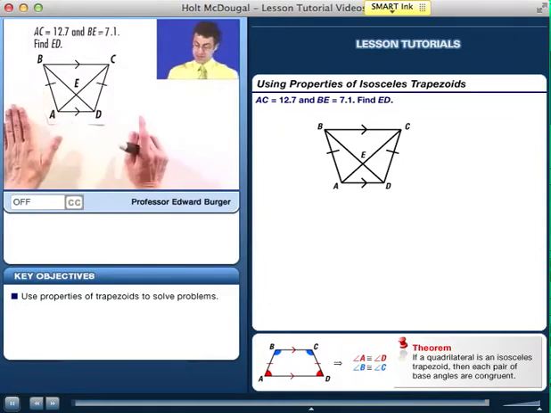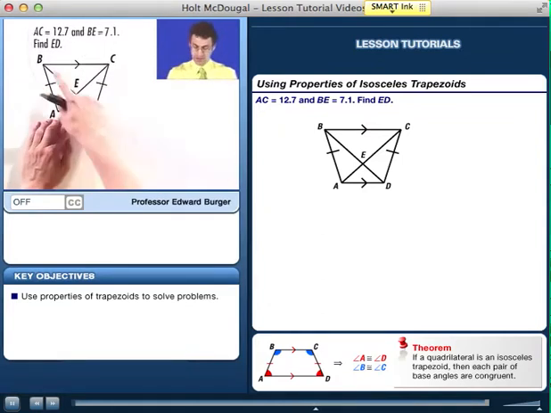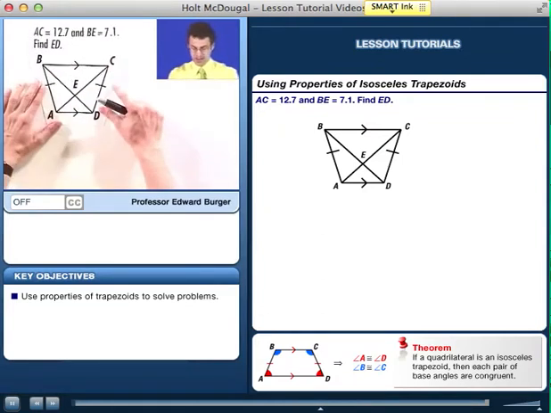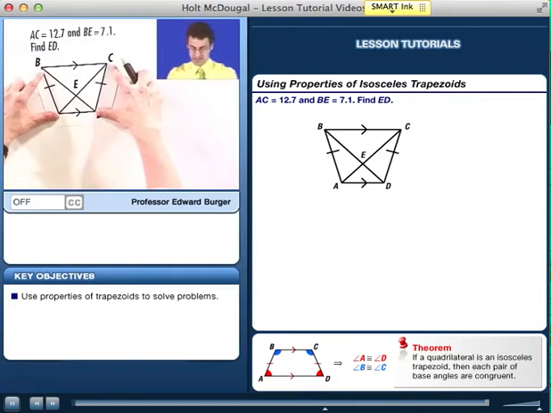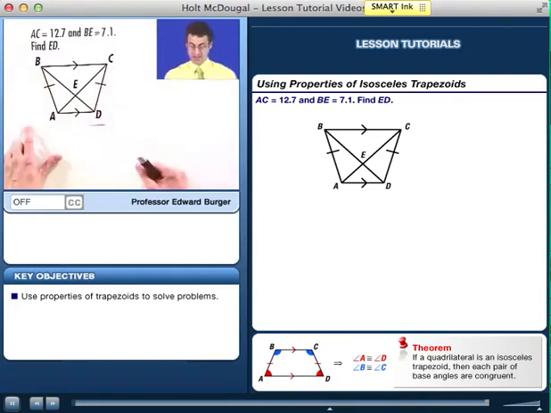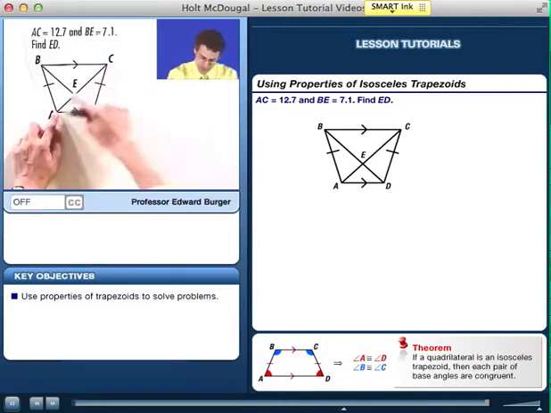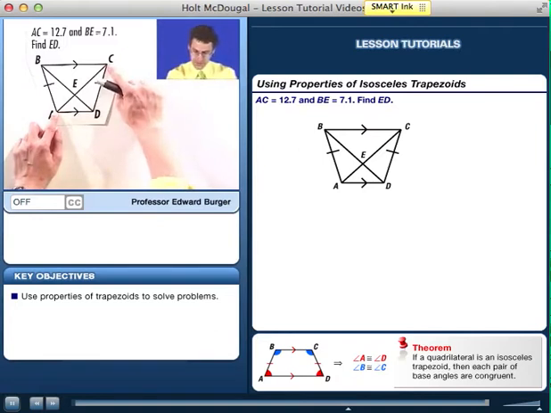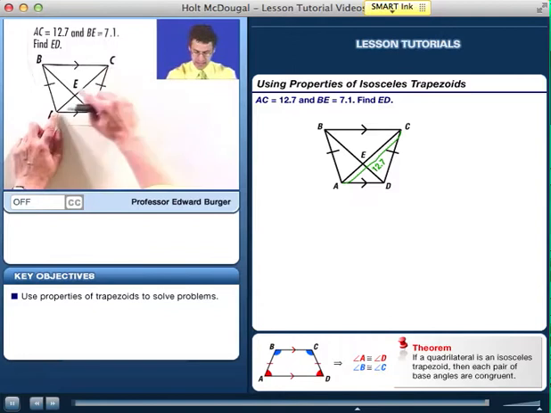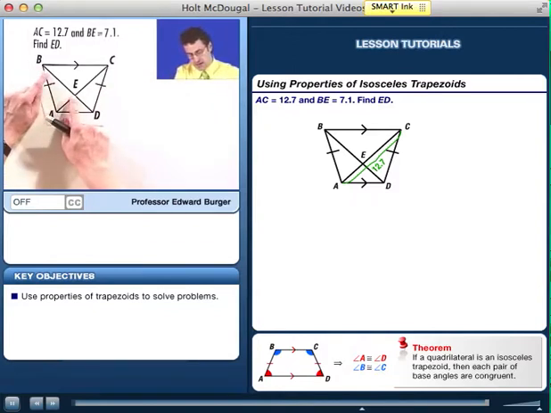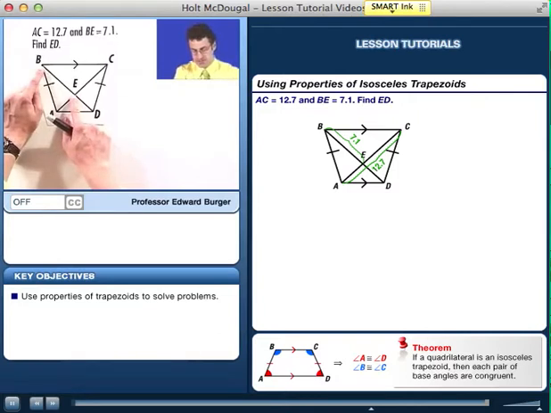Is this an isosceles trapezoid? This side's parallel to that side. They're unequal. And notice that this length and this length are equal, and so in fact this is an isosceles trapezoid, and we're given lots of information about lengths. We're given that AC, this whole length right here, is 12.7, and BE, this little length right here, is 7.1. The question is to find ED.